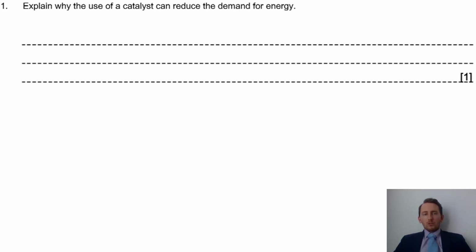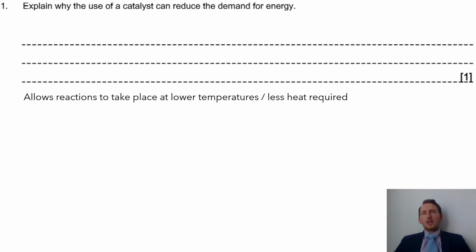So, first question we've got, explain why the use of a catalyst can reduce the demand for energy. So starting things off with a single mark and hopefully nice and straightforward, all we've got to say is something about lowering the temperature that's required, because normally we increase the temperature, we increase the kinetic energy of the molecules so they move faster, they collide more frequently, etc, etc.